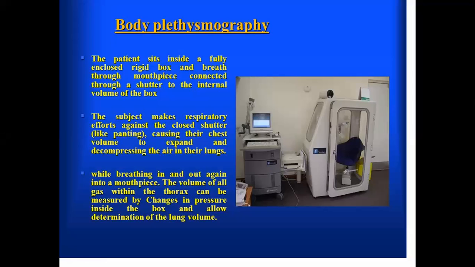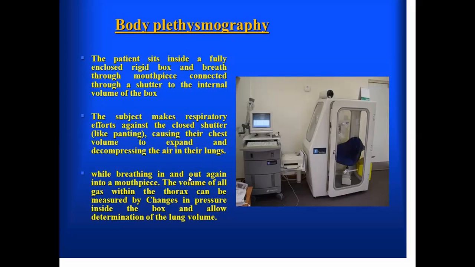When the patient is placed in a closed cabin, that cabin has a certain amount of air, and no outside air is allowed in, so the air already present is inside. We ask him to inhale and exhale. In such a situation, the body movements change, and due to those variations there are pressure changes in this rigid box.